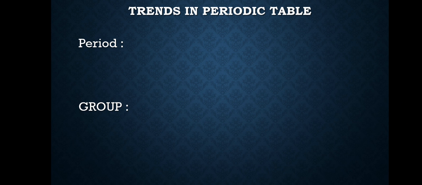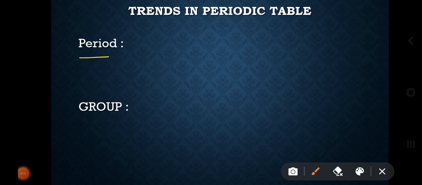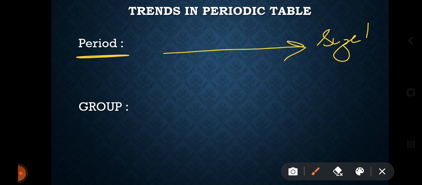Next, let us look into the trends in the periodic table. As we move in the period, from left to right, what happens? The size of the atom decreases. When the size of the atom decreases, as we have seen in the factors affecting electronegativity, electronegativity increases. Size and electronegativity are always inversely proportional. So as we move from left to right, size of the atom decreases and electronegativity increases.